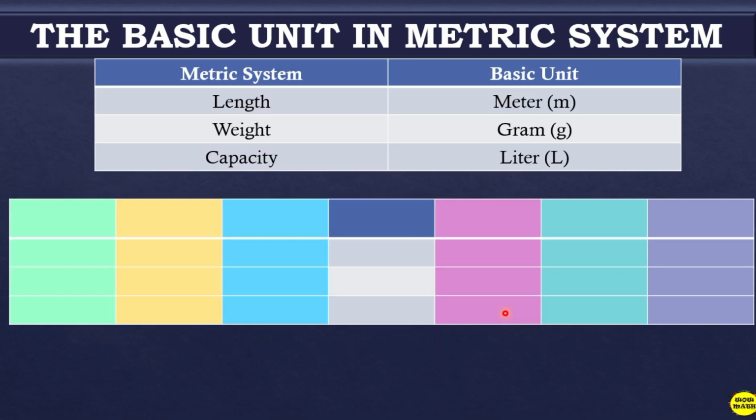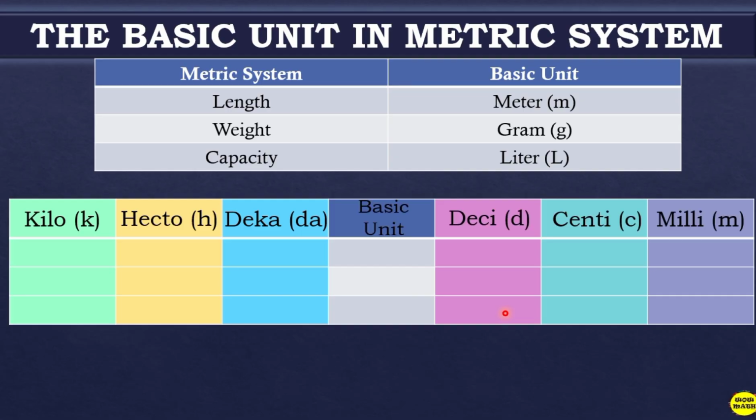Okay. So, let us proceed to the basic unit in the metric system. Kapag metric system, since tatlo yan, length, weight, and capacity, meron tayong tinatawag na basic unit dyan. Kumbaga, yun yung pinakagitna. Isa-isahin natin. Ito yung mga prefixes mo. Ito yung basic unit, siya yung pinakagitna. And then yung prefixes.